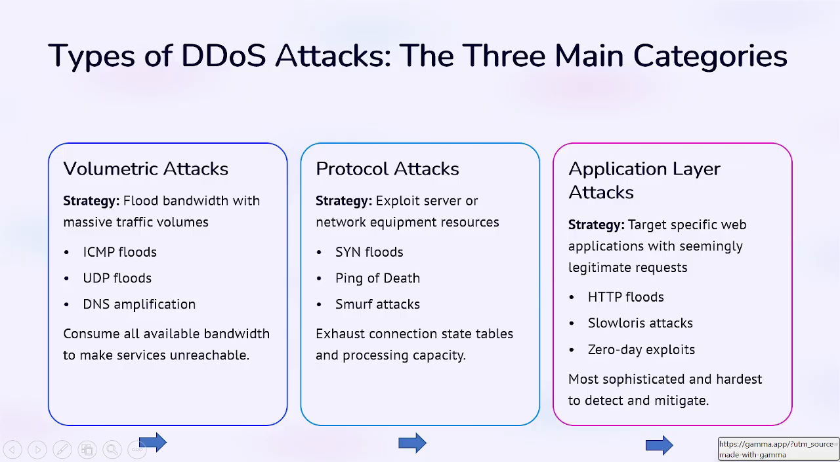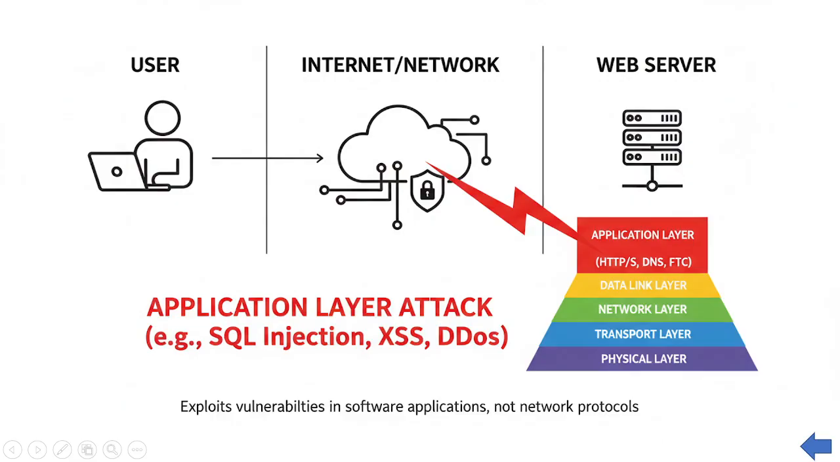Instead of overwhelming bandwidth on network devices, they focus on exhausting the resources of the application itself, such as database connections or CPU, by making complex or numerous requests that appear normal but are designed to consume resources. This makes them particularly tricky to defend against with traditional methods. So let's understand this with a picture.